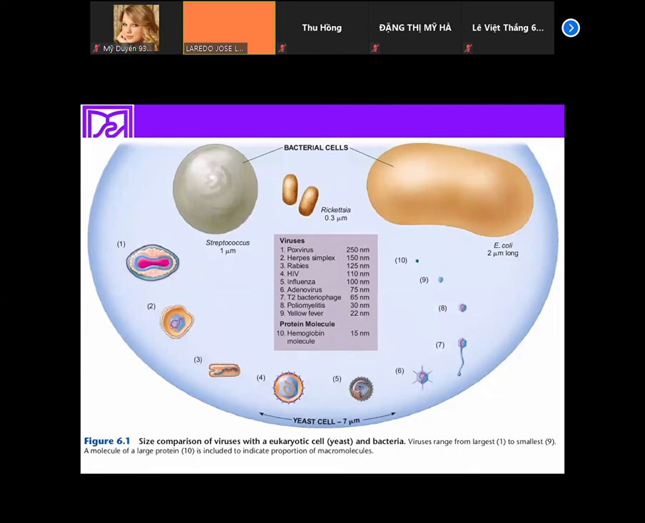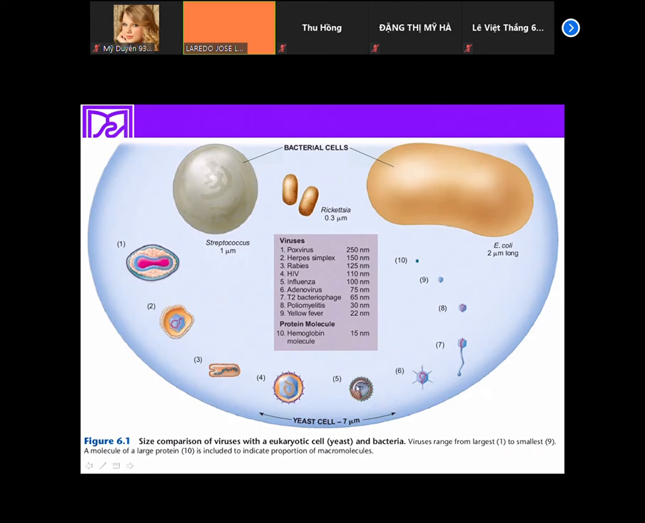So look, in this picture, I show you the size of microorganisms. Look how small they are. This is E. coli. E. coli is very small. Remember the first practice when we showed you E. coli in the microscope. They are very small. So look, viruses. Viruses are extremely small. This number 5 is influenza virus, very small. The coronavirus is the same size as this one.